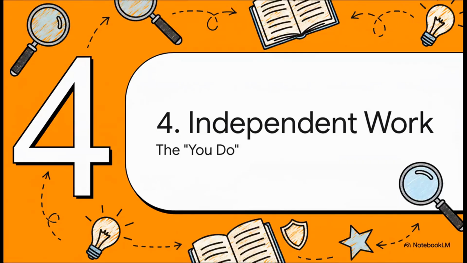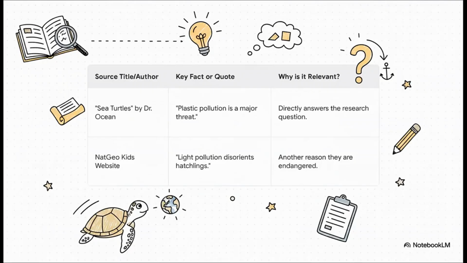Okay, and now we move into the you-do, where students get to apply all these skills on their own. The goal here is to give them a really clear, focused task that sets them up for success. A simple graphic organizer like this one can be a total game changer for independent work. It scaffolds the whole process for them, but you have to pay close attention to that last column. Why is it relevant? That's the magic column that forces students to connect the evidence back to their own thinking.